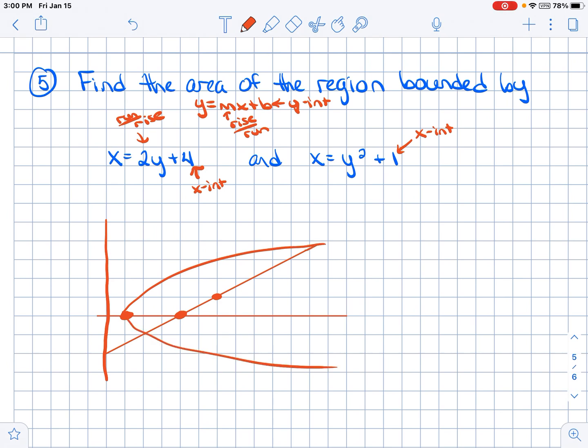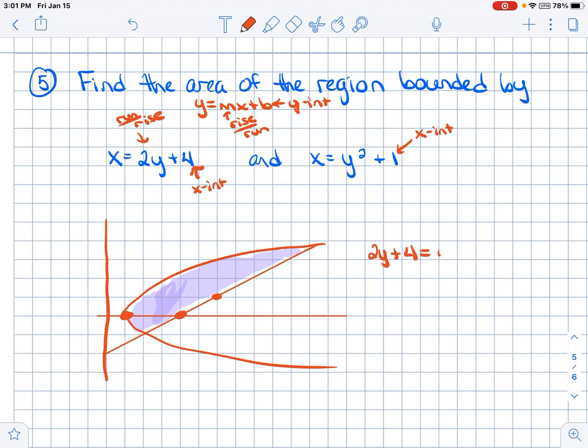Okay, so I can see now the region bound by those two functions is this region right here. That's the area I'm looking for. So what I need to figure out then is, where do these two graphs intersect each other? Where am I going to integrate from and to? From what's the left side, the right side? What are the bounds? So I'm going to set these two equal to each other.